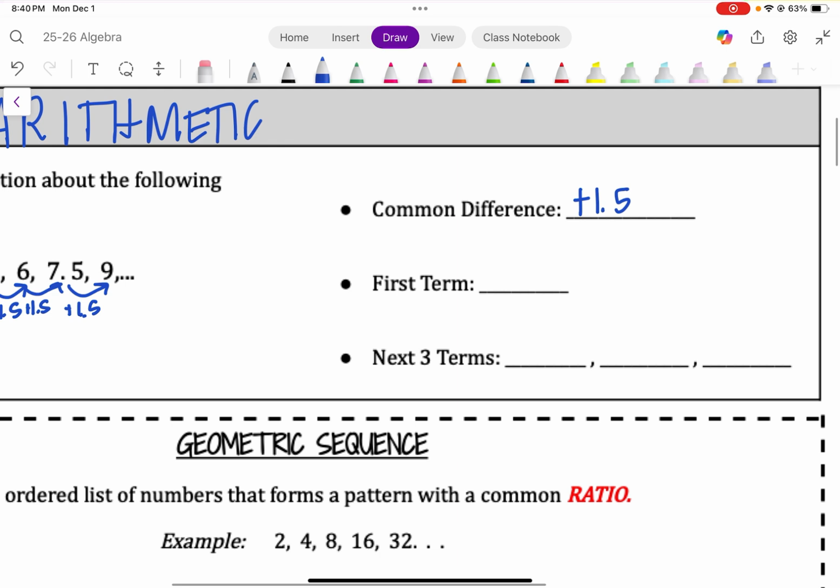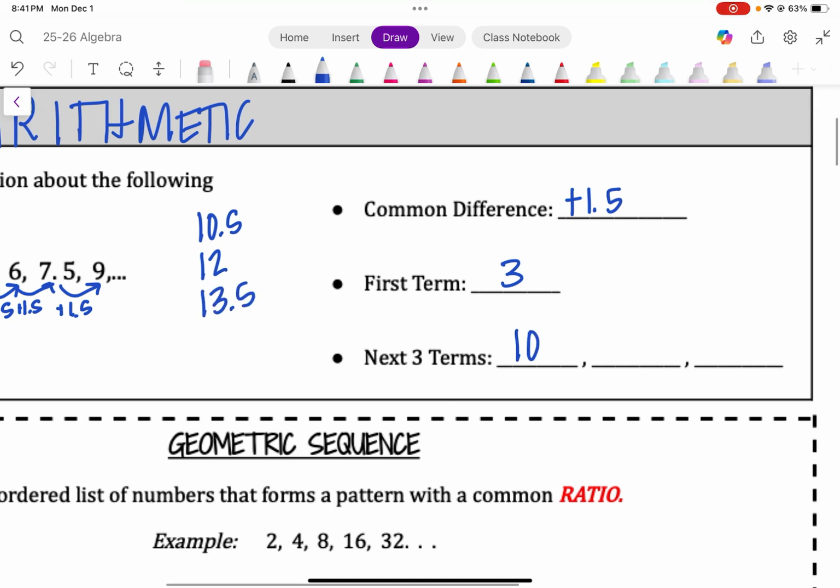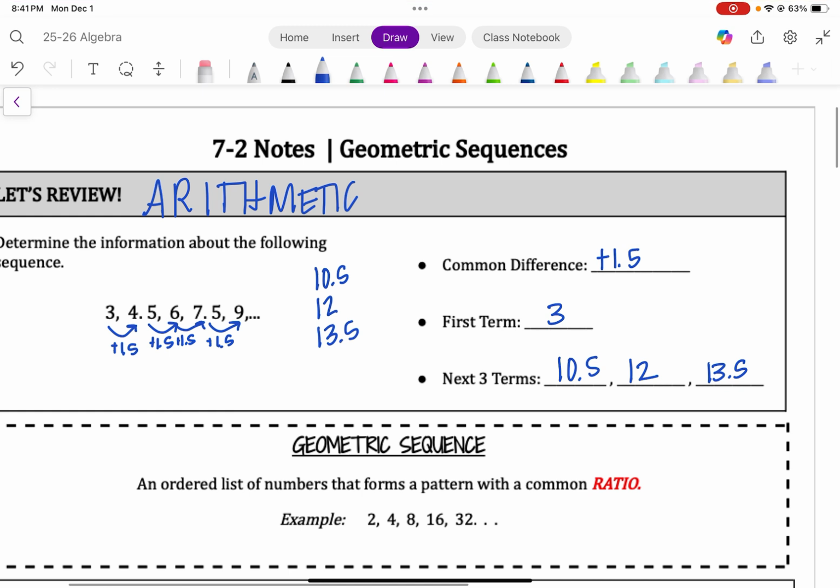And the first term in this sequence was 3, and then we always were asked to find the next amount of numbers. So we would have, after 9 would be 10.5, then 12, then 13.5. So we're going to fill those numbers in, 10.5, 12, and 13.5. And so arithmetic used addition and subtraction.